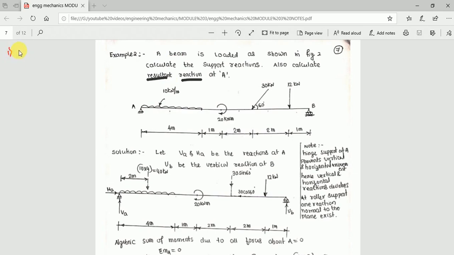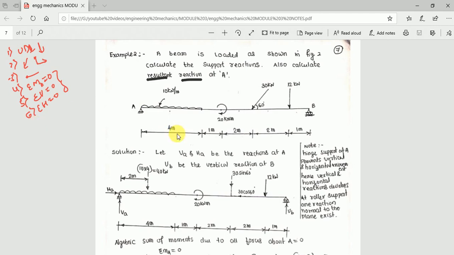First step, convert UDL into concentrated load. Next step, resolve the inclined forces. Third step, properly mark the distances from a particular point. Fourth step, equate the summation of moment about a point A or B to 0. Then fifth, summation of V is equal to 0. Sixth, summation of H is equal to 0. We can find the support reactions only if the beam is a statically determinate beam.